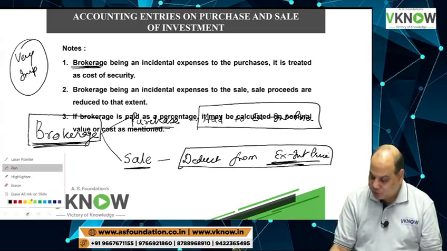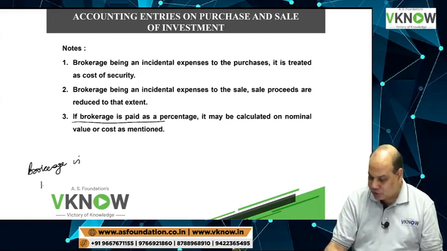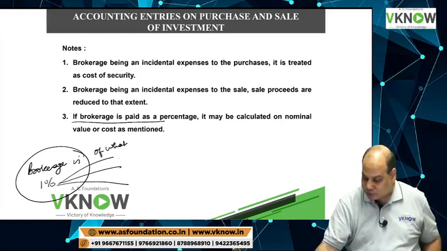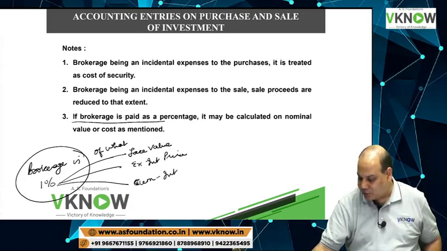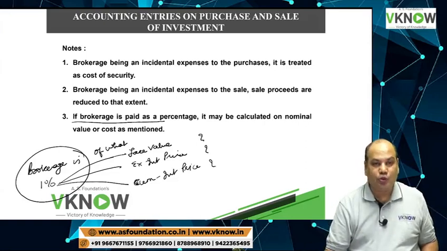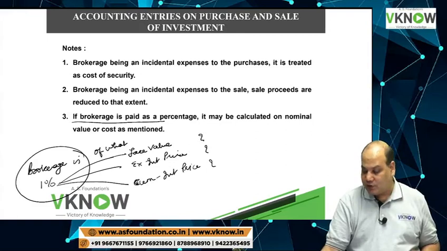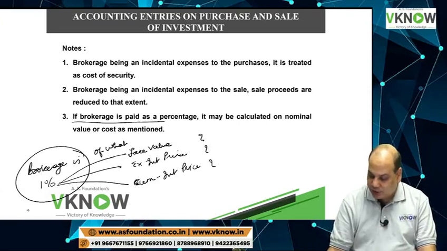Next point. This is one big problem in the institute's question. They will say brokerage is 1%. Now, 1% of what? Is it 1% of face value? Or is it 1% of ex-interest price? Or is it 1% of cum-interest price? If the institute says brokerage is 1% of face value, take 1% of face value. If the institute says 1% of ex-interest price, take 1% of ex-interest price or 1% of cum-interest price. But sometimes the question is silent.